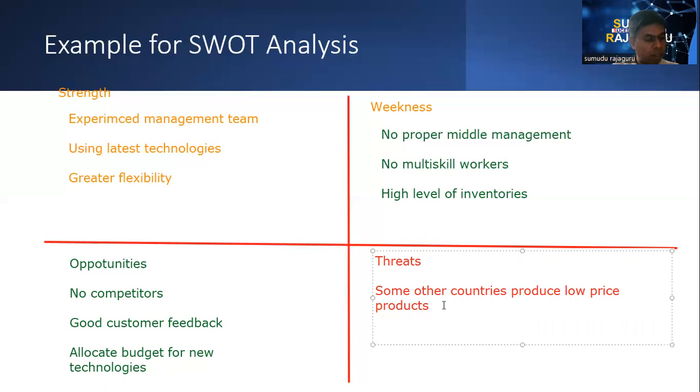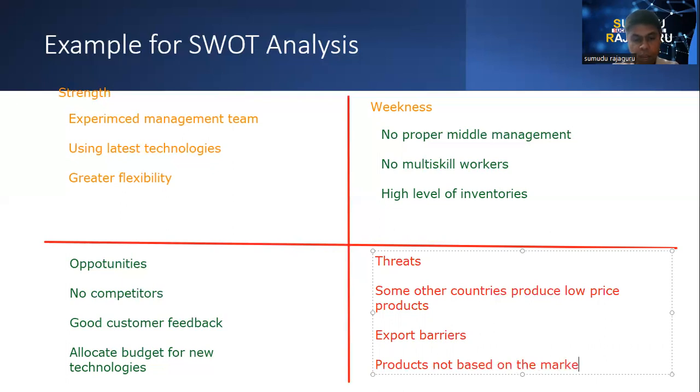Then sometimes we are facing some export barriers. This is also a threat, because we do not have many opportunities to export. Then, our product is not based on market research. We think, okay, products not based on market research. So the market requirement is one thing, but we are producing other things, which may also be a threat to us.